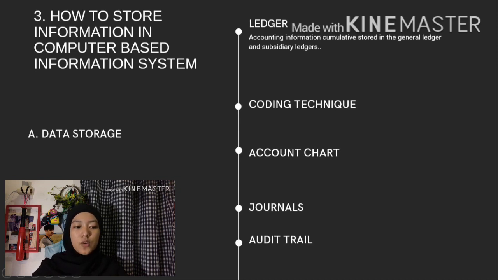2 is coding technique. With coding techniques, the data in the ledger is arranged logically. Coding is the systematic determination of numbers or letters on items to classify and arrange these items. 3 is account chart, which is a list of numbers determined for each general ledger account. These account numbers allow transaction data to be coded, classified, and entered into the appropriate account.